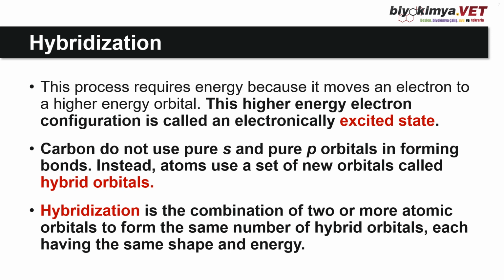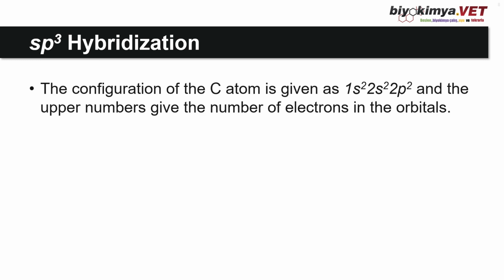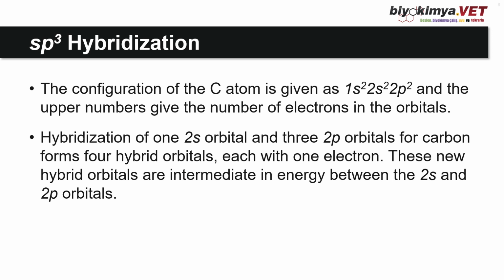There are three types of hybridization: sp3, sp2, and sp. Let's start with the sp3 hybridization of the carbon atom. The configuration of the carbon atom is given as 1s2, 2s2, and 2p2, and the upper numbers give the number of electrons in the orbitals. Hybridization of one 2s orbital and three 2p orbitals for carbon forms 4 hybrid orbitals. This tells us a carbon atom in this state can form 4 bonds.